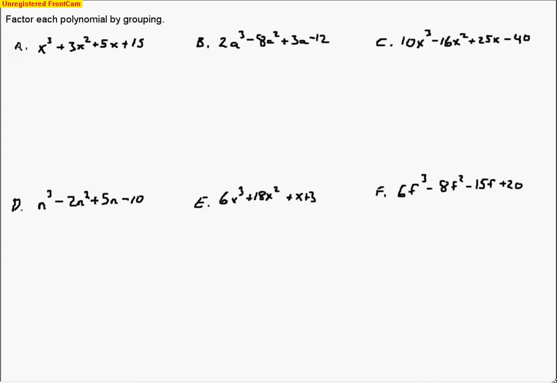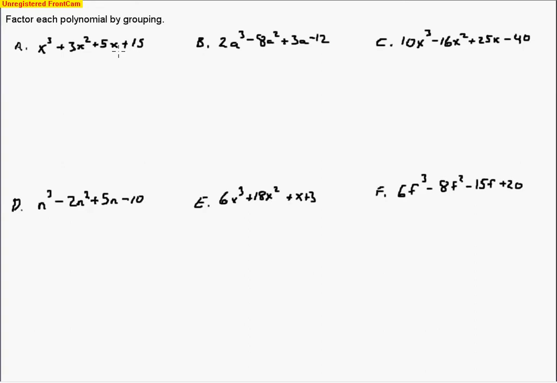In this lesson, we are going to factor each polynomial by grouping. So we're using the concept we did yesterday in trying to factor out a common binomial. The first thing to do is to look to see if there's any common factors between the terms. And we don't see any.